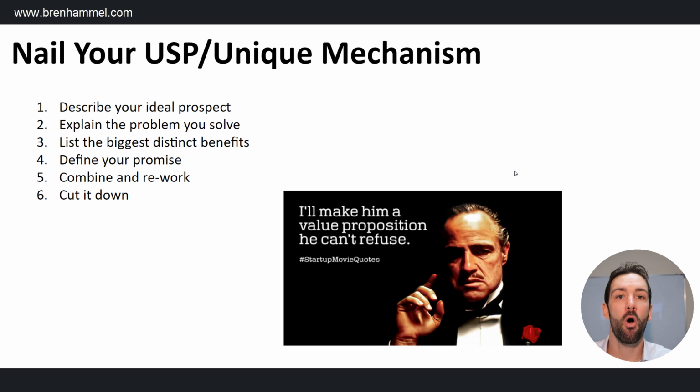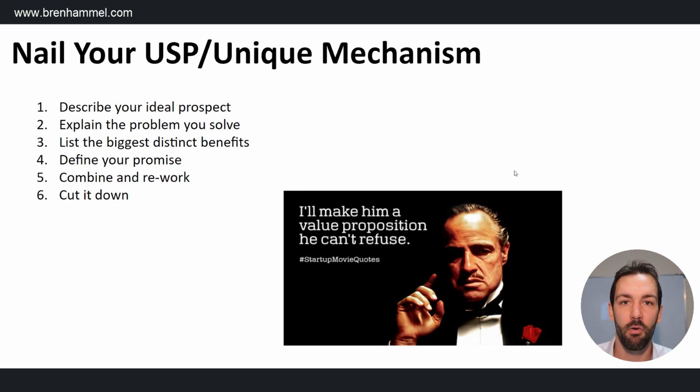Now, what you want to do is combine all this and rework it, and therefore you have your unique mechanism or unique selling proposition. Now, what it does is it allows people to say, I identify with this, that's me, you're talking to me. That's because you've described the ideal prospect. I have this problem, and you promise to solve it in this way and this is why you're better, this is the distinct benefits.